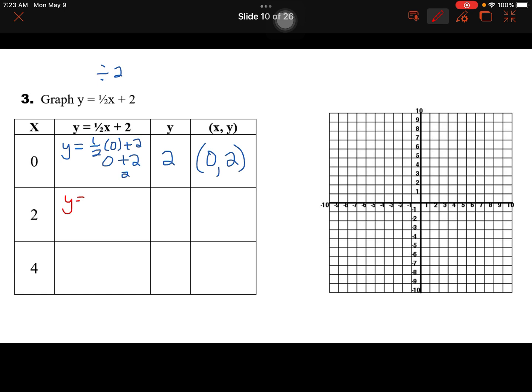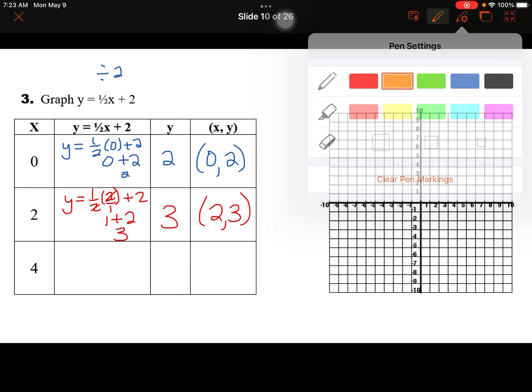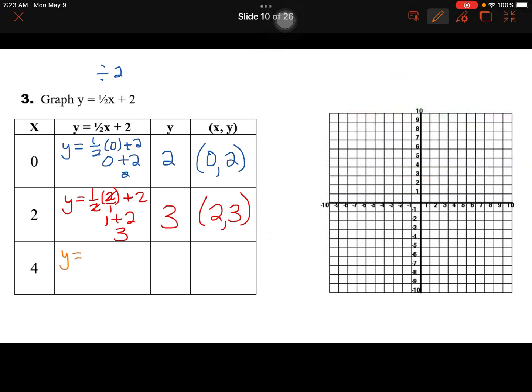Then we're going to go ahead and plug in y equals, and since we chose 2, we can simplify. This simplifies to 1, 1 plus 2, because half of 2 is 1. And then 1 plus 2 is 3, so the next ordered pair is 2, 3. And the final one is we're going to do 4 because that is the next multiple of 2. And you can see that half of 4 simplifies and becomes 2. So 2 plus 2 is 4. So the next ordered pair is 4, 4.